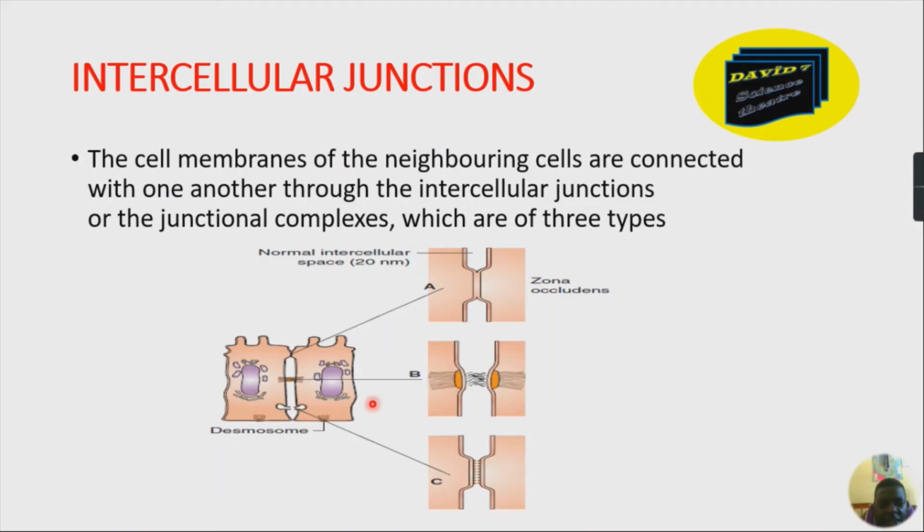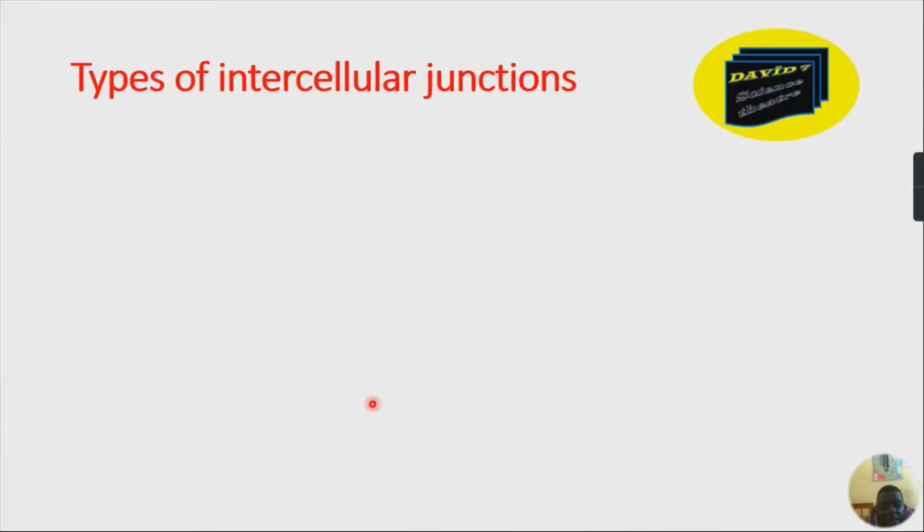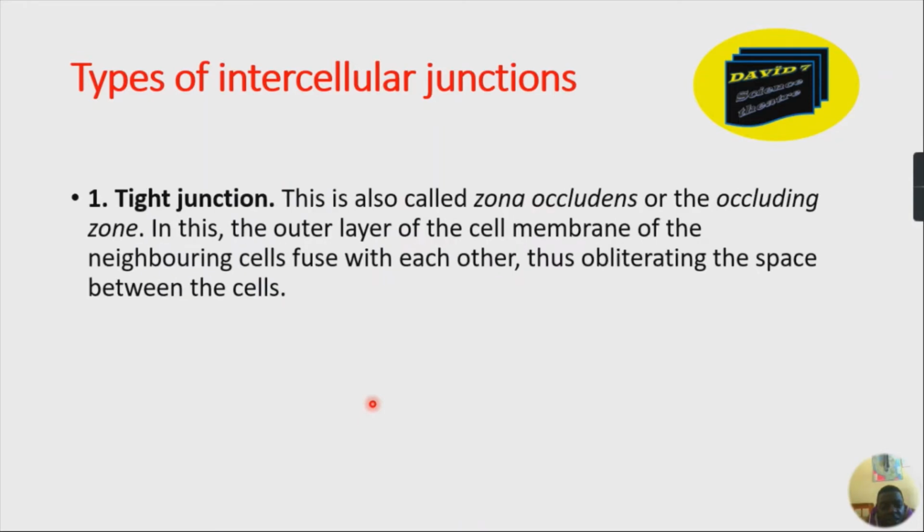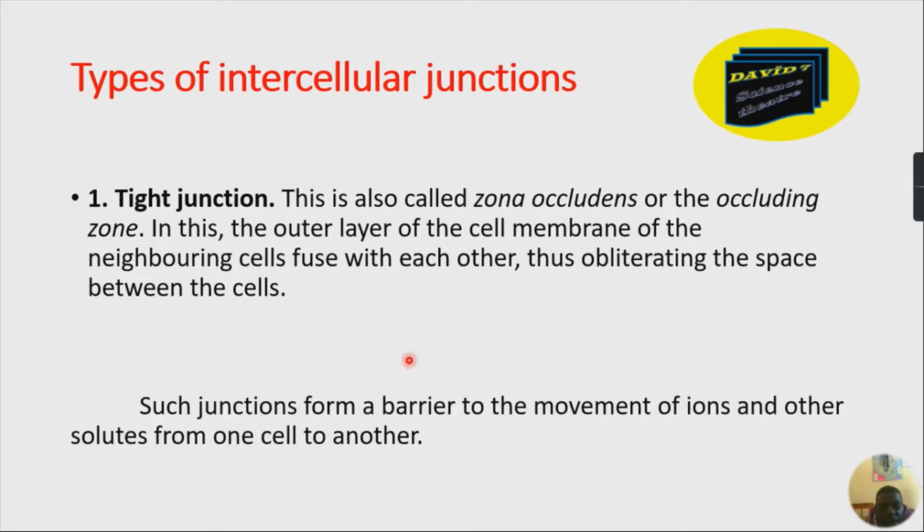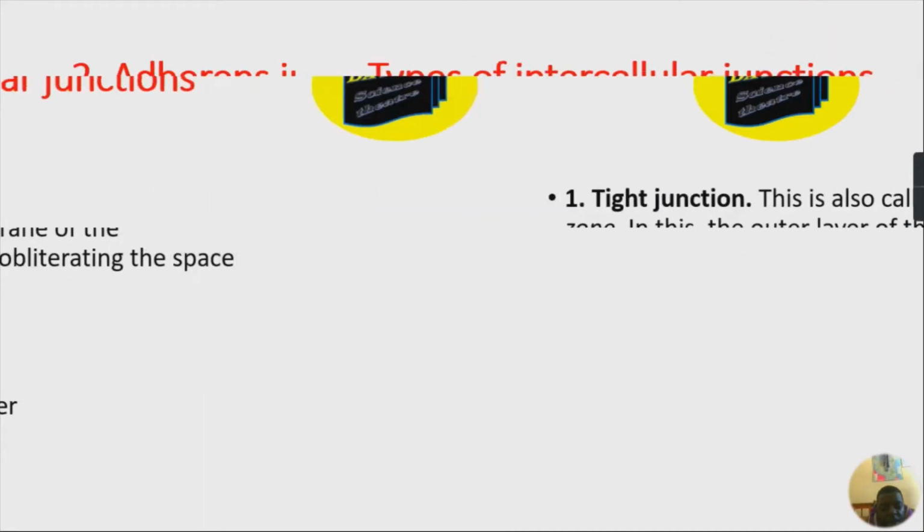The cell membranes of the neighboring cells are connected with one another through intercellular junctions, or the junctional complexes, which are of three types. And the types of intercellular junctions, we have one-type junctions. These are also called zone occludence, or the occluding zone. In this, the outer layer of the cell membrane of the neighboring cells fuse with each other, thus obliterating the space between the cells. Okay? And such junctions form a barrier to the movement of ions and other solids from one cell to another. They prevent that movement. Right.